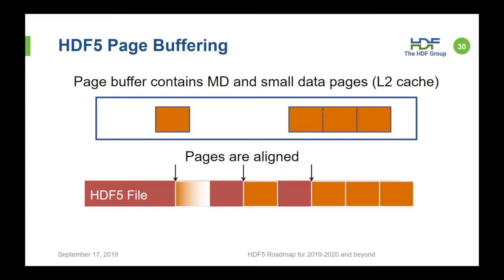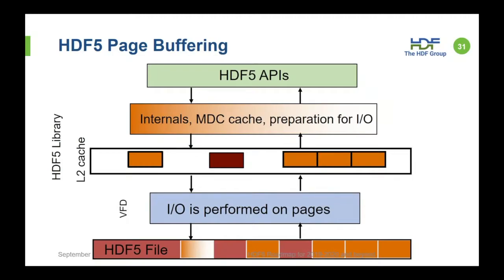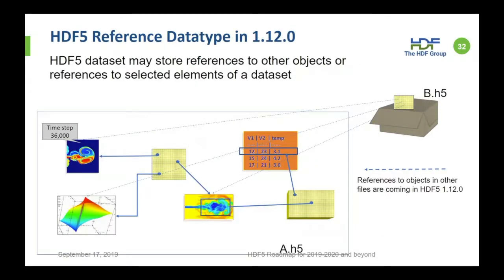It takes snapshots of modified metadata cache, keeps them on the file system, and readers read new data through those snapshots of metadata cache that is stored along with the index, how to find those changes on the file system. So you now see the new architecture of the library when page buffering is involved. This is the page layer. This is a cache that sits between a library layer that performs I/O and internals of the library that prepare data for I/O.